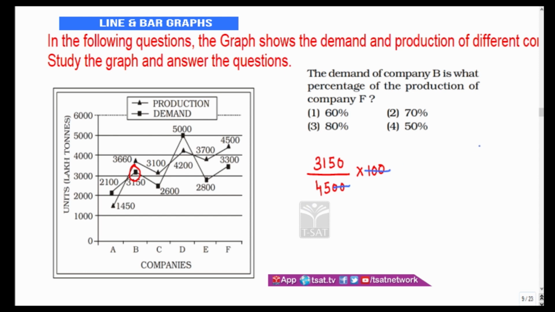Look at 45 into 7 gives you 315, because we all know 45 into 6 is 270, then plus 45 is 315. Therefore, simply it is 70, as it is, 70%. X is what percent of y? X by y into 100. That is the formula used straight away. But in place of x they have given a statement, and in place of y they have given a statement.